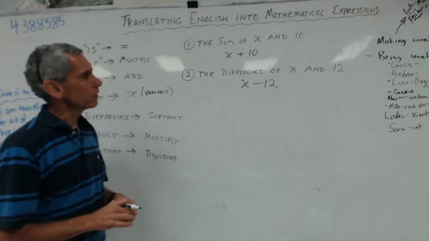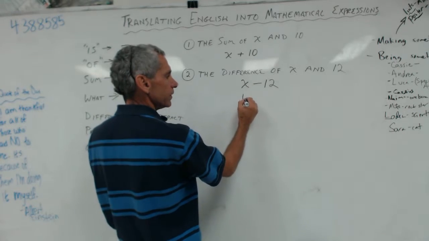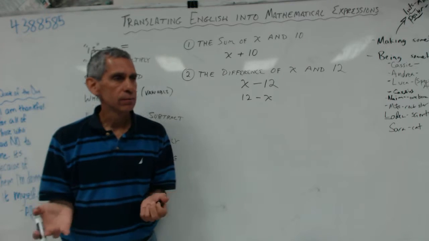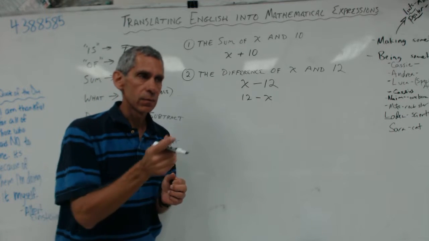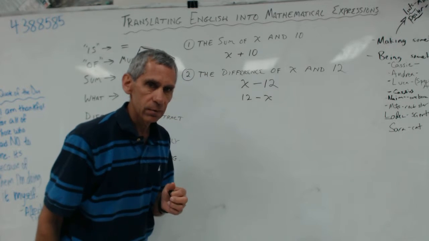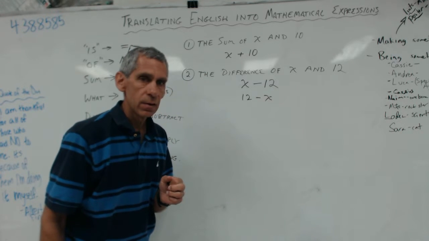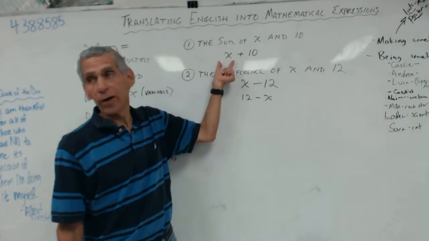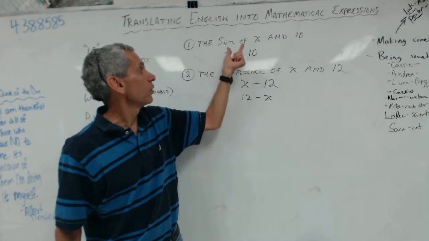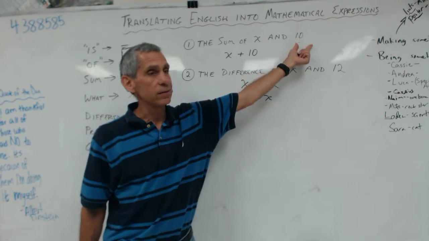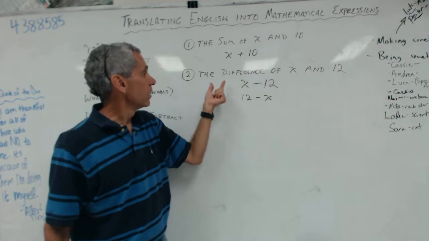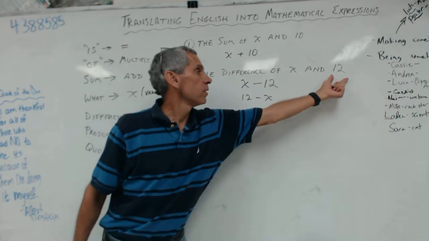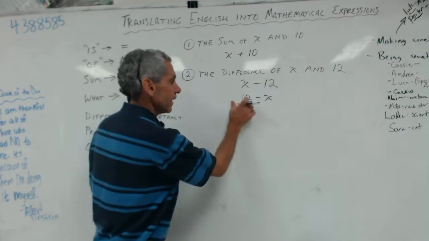Now notice something. Could I have also done this, 12 minus x? No. How do I know? Because it's subtraction, you have to put it in the order that it says. It says the sum of x and 10, I put x first, then the plus because sum means plus, and then the next number. The difference of x and 12: x comes first, difference means subtract, last number is 12, right? So it can't be 12 minus x.